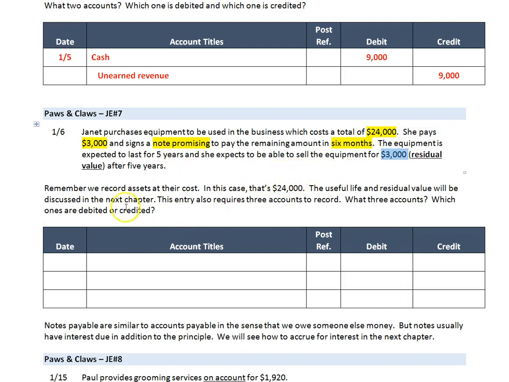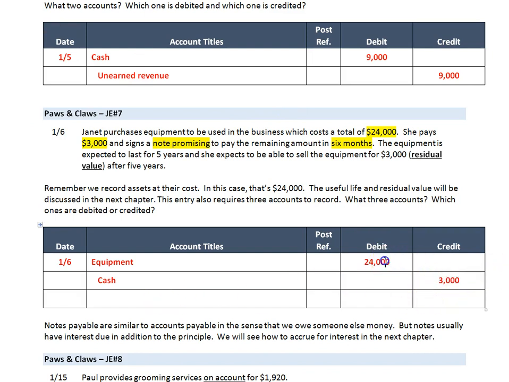So the residual value, that's going to be in chapter 3 as well. Alright, so what do we know most for sure? Sometimes we just treat this as a problem. We know the date's 1-6. We know we got equipment for $24,000. We know under the cost concept we're going to record that as the amount for the equipment. So we debit the equipment account for $24,000. We know that we paid cash of $3,000. We paid the cash, so it's going to be a credit to cash.